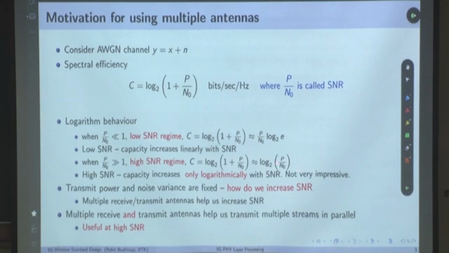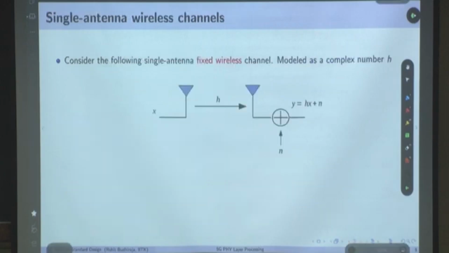Here you don't care about the SNR, because increasing SNR is giving you diminishing returns. Capacity is only increasing logarithmically. If both multiple transmit and receive antennas are there, capacity will increase linearly in terms of the number of antennas. With 2 transmit and 2 receive antennas, capacity doubles theoretically. With 4 transmit and 4 receive antennas, it will become 4 times. That is the idea. In this class we'll look at this particular regime: how do you increase the SNR? So let's see that.